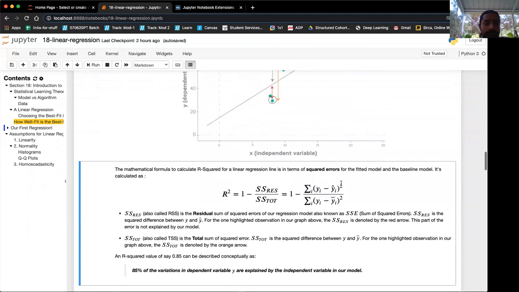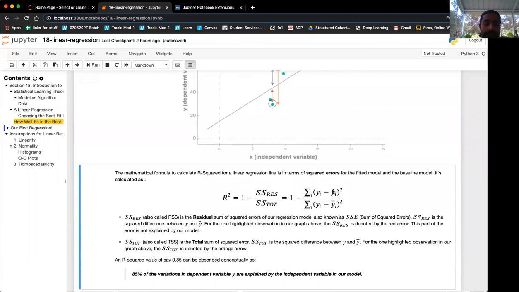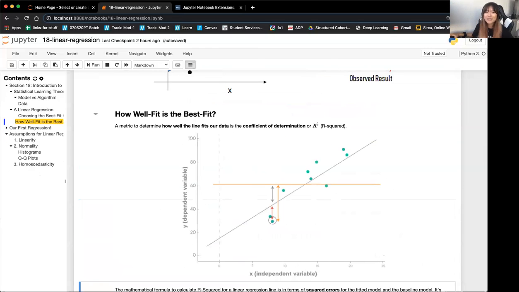One quick question, Yash. So the baseline, isn't it the mean line? Yes, the baseline is exactly the mean line. Okay, I got confused with that. I thought it was a different line. Awesome. Yeah, the baseline is the mean line.